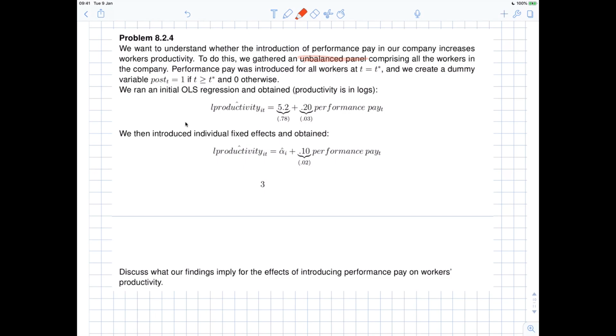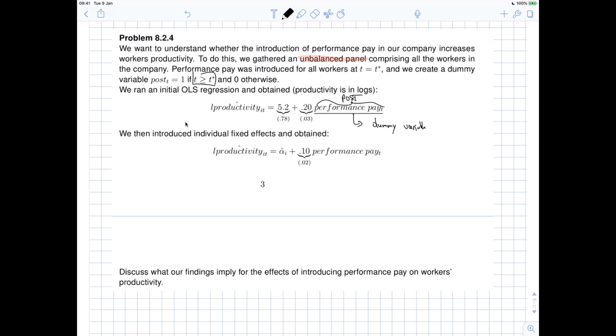So if we only have 2 time periods that we're measuring, imagine that you were the workers, and I took all the workers and I measured your productivity before the performance pay was introduced. The first thing to notice is that this performance pay, by the way, is just a dummy variable. It would take value of 1 if t is greater than t0, so I could have also called this just post. So imagine that I measure your productivity before performance pay was introduced. The ln of productivity was 5.2.